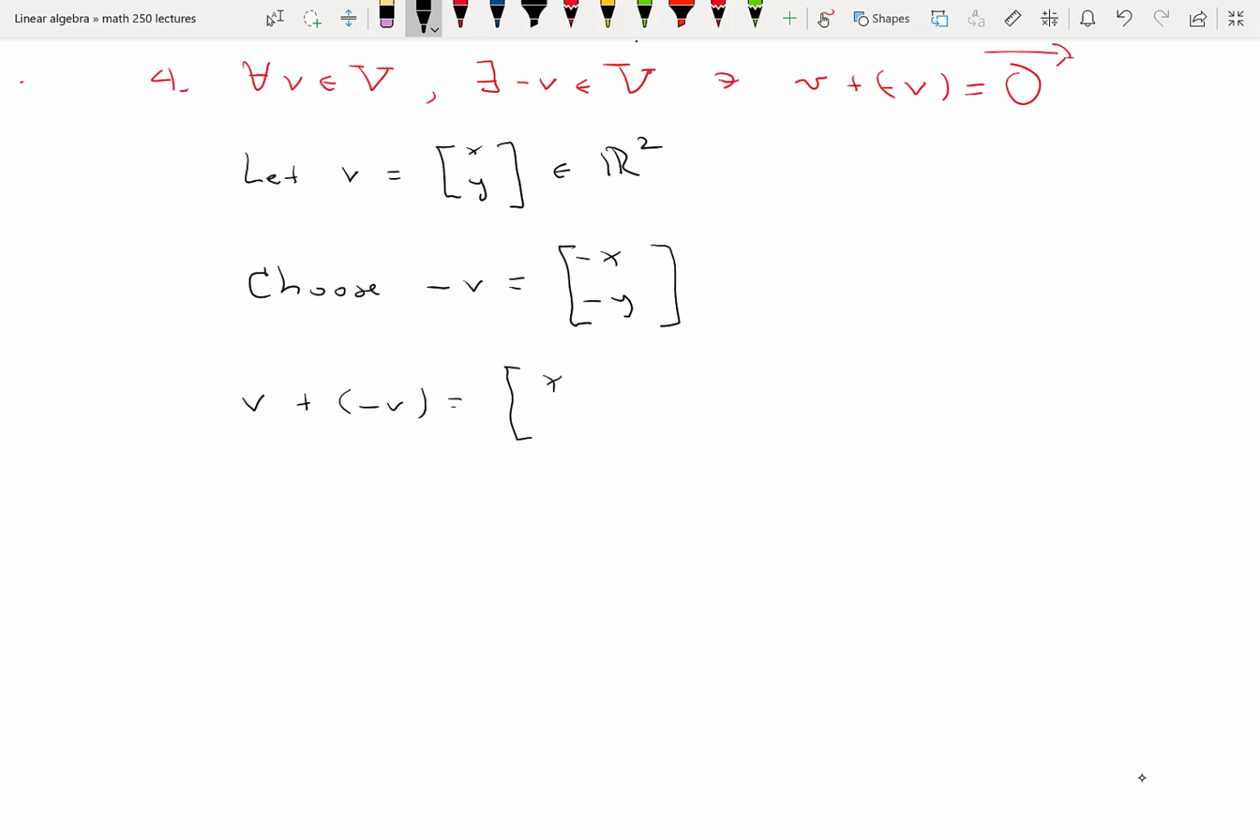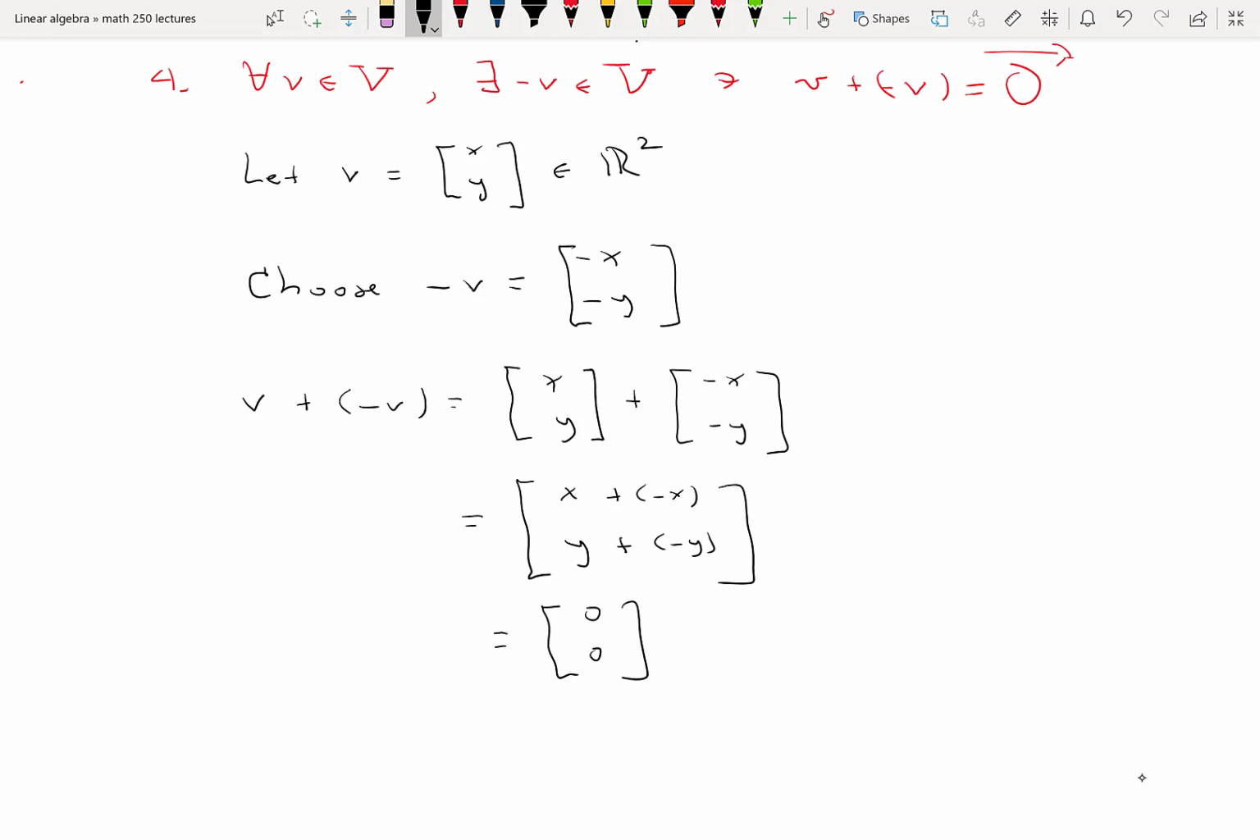V, x y, plus the opposite of v, negative x, negative y. Those are negatives. The opposites of real numbers are called negatives. Okay. How is vector addition defined? Ordinary matrix addition. So this is x plus the opposite of x, column vector, y plus the opposite of y. Those entries are real numbers. X plus the opposite of x, that's 0. Not zero vector, just regular 0. Y plus the opposite of y is 0. I get the column vector 0, 0. That is my zero vector.